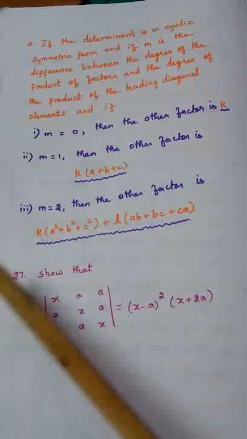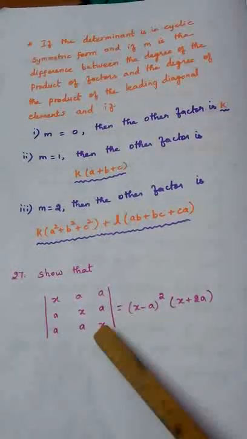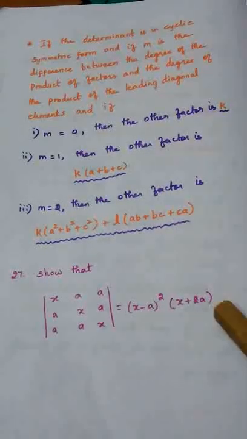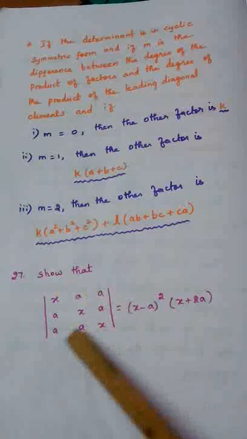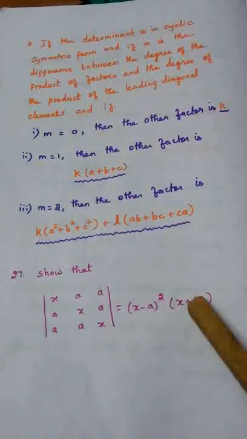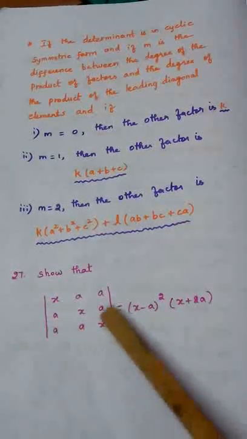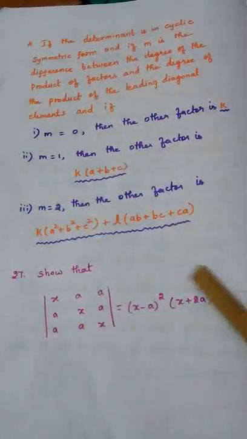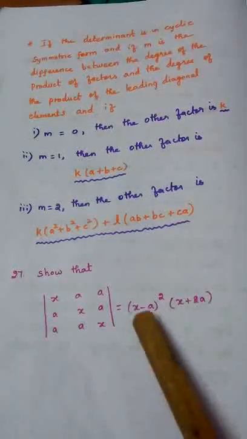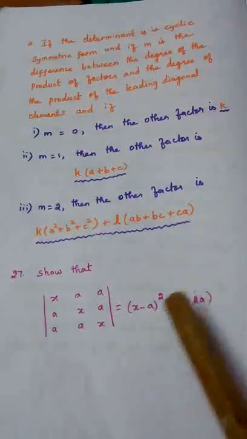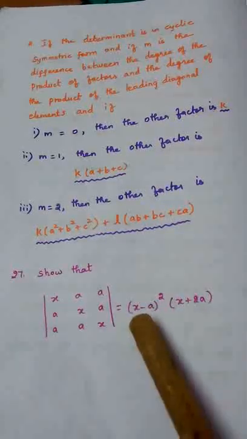Problem number 27. Show that this determinant value is equal to x minus a whole square into x plus 2a. So we need to prove that this determinant is equal to this. How I'm going to start the problem is, first I'm going to take this as delta and try to prove it is equal to these two things. So just keep this in your mind: x minus a whole square, x plus 2a. From this answer itself, I'm going to decide two things.